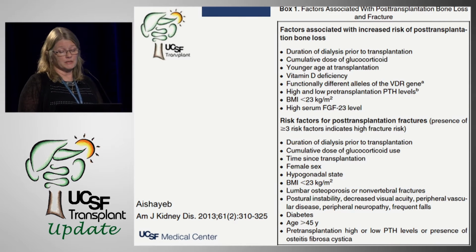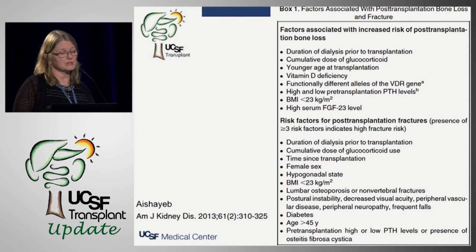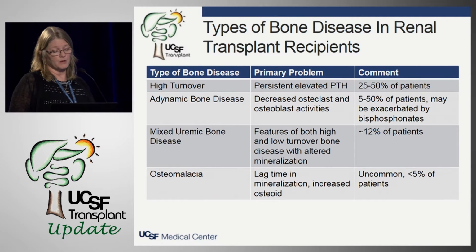Younger age at transplant is a benefit, vitamin D deficiencies, and then we look at the post-transplant factors: duration of dialysis prior to transplant, again, female gender, hypogonadism, BMI. I don't think this BMI of less than 23 is meaning that athletic young person who gets transplanted. I think this is going to be more pertinent to the frail people, and diabetes is associated with increased fracture risk.